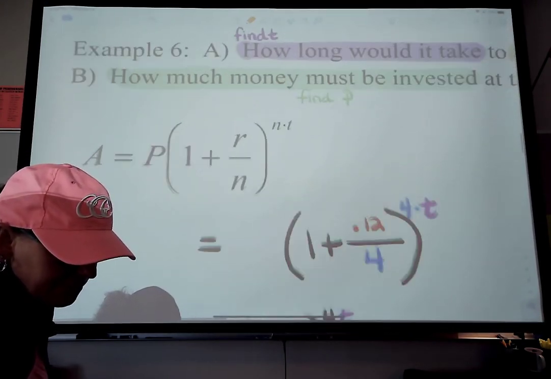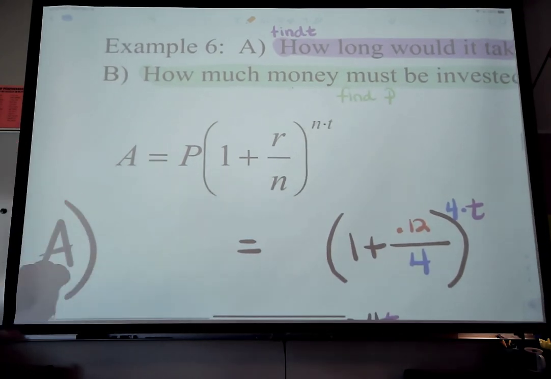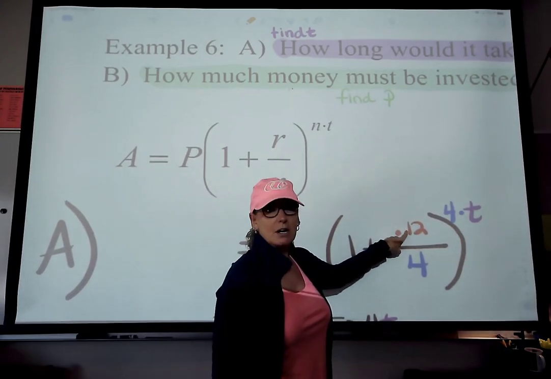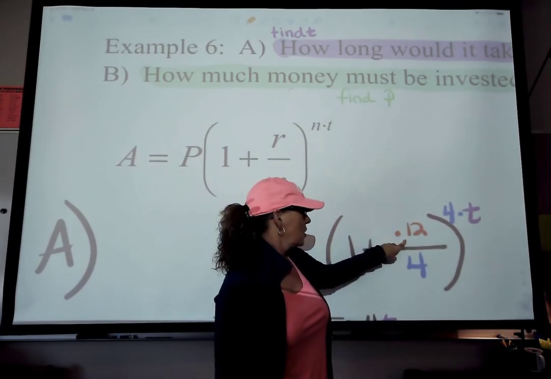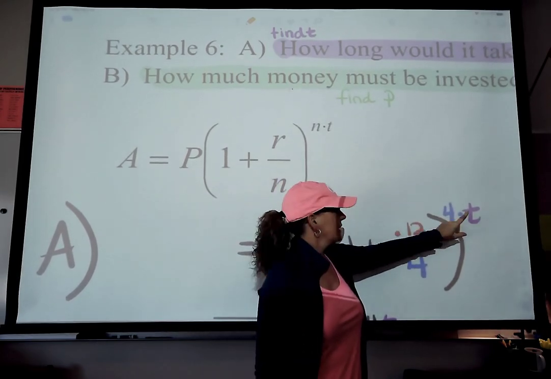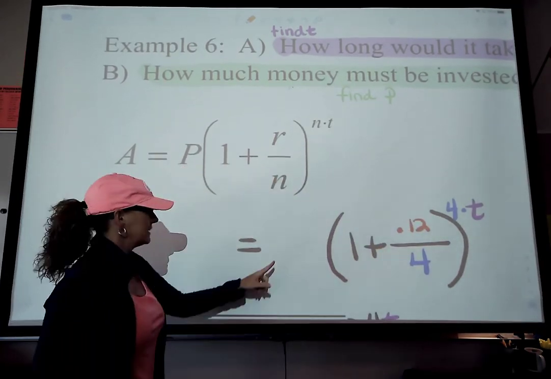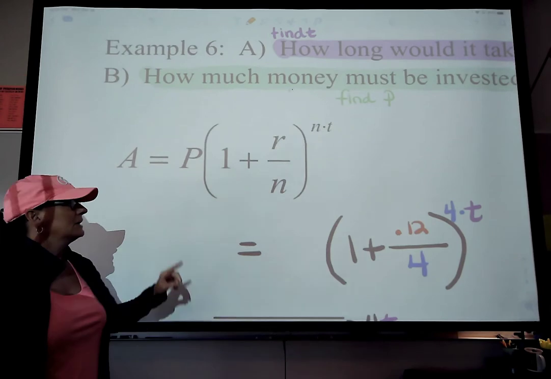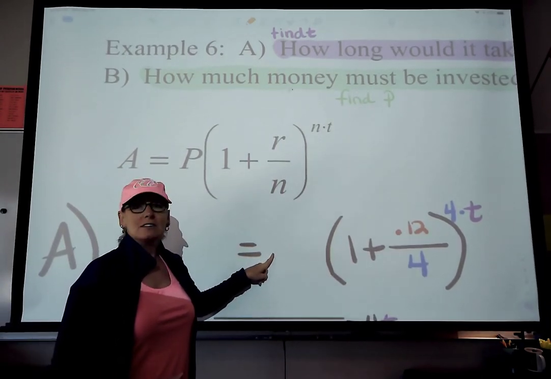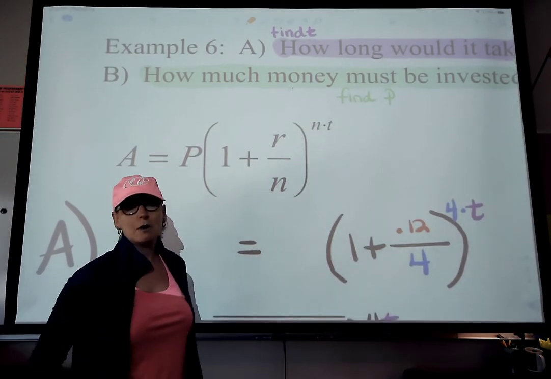Ready? For part A, let's start building our equation. Part A, it said my interest rate is 12%. I put that there as a decimal. Compounded quarterly, N is 4. Find T. Now it's up to you to come up with a starting amount and an ending amount. Did it tell us how much we started with? No. It just said how long would it take to double your investment? So you come up with your own investment.